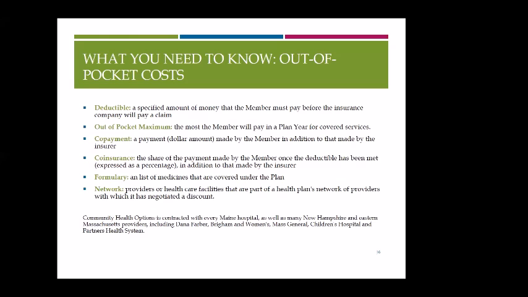Coinsurance is expressed as a percentage, and it's the share of a payment made by the member once the deductible has been met, in addition to a percentage made by the insurer. So first you meet your deductible, and then you go into your coinsurance phase. Formulary is the list of medicines that are covered by your plan, and network are the providers or healthcare facilities that are part of the health plan's network and which we've negotiated a discount.